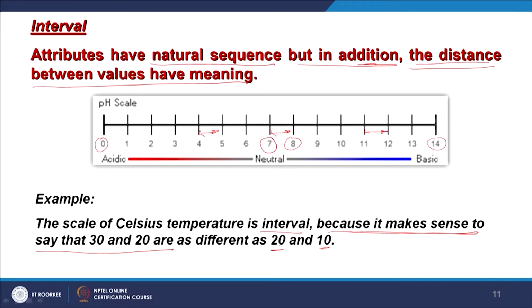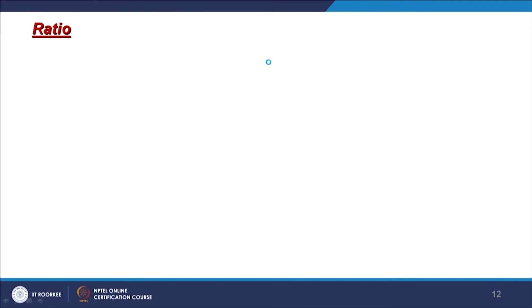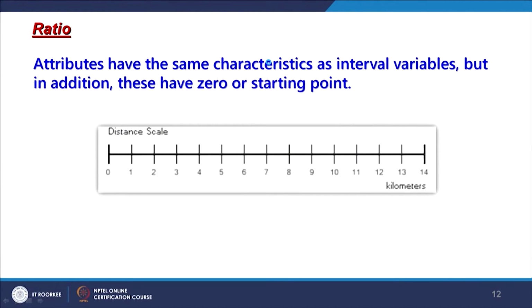That means some meaning is coming out, and of course natural sequence is definitely there. Now the fourth type of attribute is ratio. As you know, ratio attributes have the same characteristics as interval variables, a little higher in hierarchy. They have some extra things, but in addition, these have 0 or a starting point. Though in the previous example we had 0, there are some other examples where we will not have 0. So here the 0 or starting point is there, plus conditions like inherent order and distance having meaning.